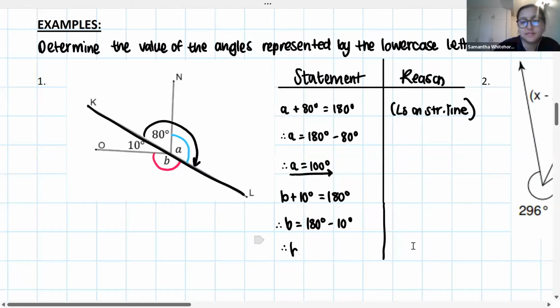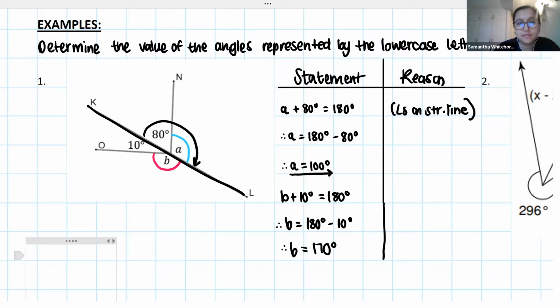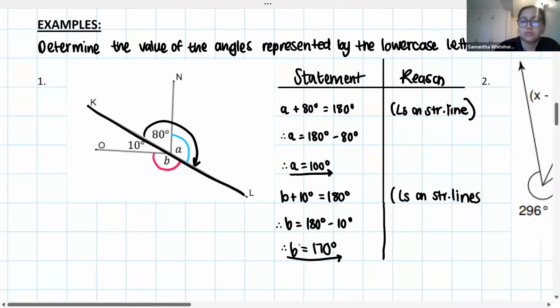And then I saw that B had a common vertex with A. So I said adjacent angles on a straight line, as the diagram that you used on 2 there looks familiar to this one, so I used that reason. Okay, good. So guys, exactly. Both of these angles can be found using the same reason, angles on a straight line.